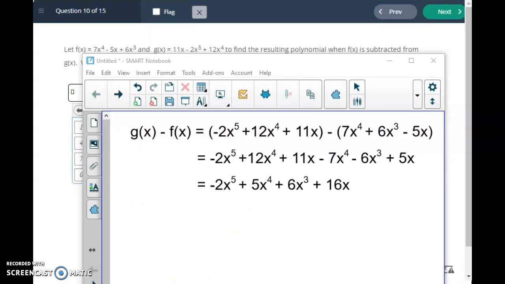Okay. So on the screen you're going to see the work I did to do g of x minus f of x. You'll see down here the answer is negative 2x to the 5th plus 5x to the 4th plus 6x cubed plus 16x.